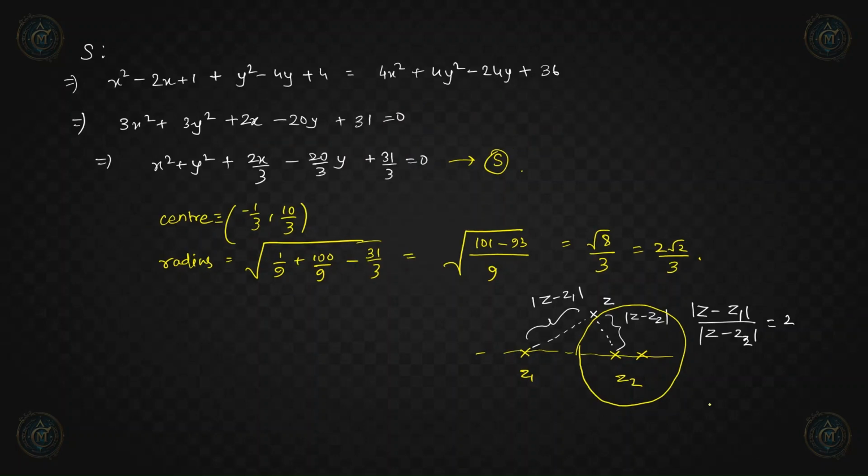But now let's analyze the other case. Let's say instead of 2 we have half here. Then what will be the case? Then this distance will be smaller, because |z minus z1| will be half of |z minus z2|. That means we have this z point somewhere here, such that these are the distances from the two points z1 and z2. So in this case we have the circle like this, and the center of the circle again lies on the straight line joining z1 and z2.